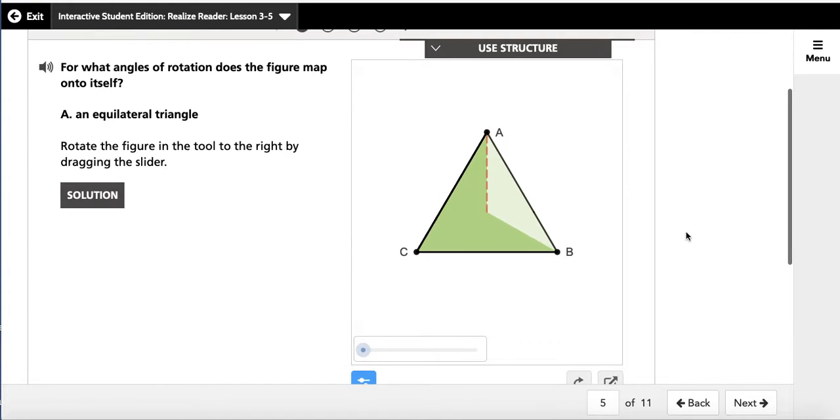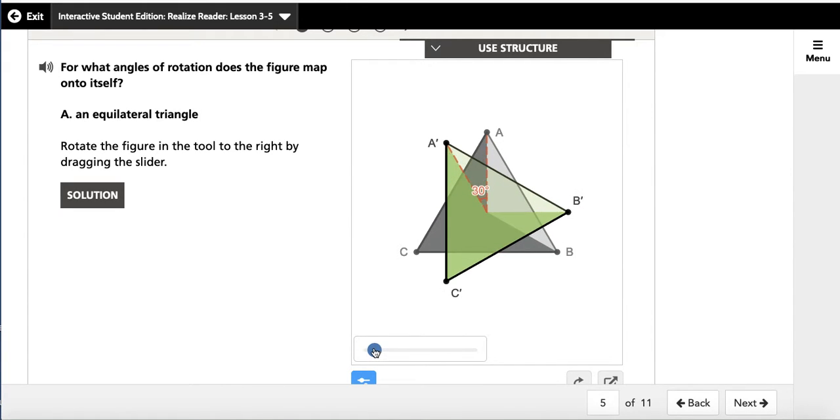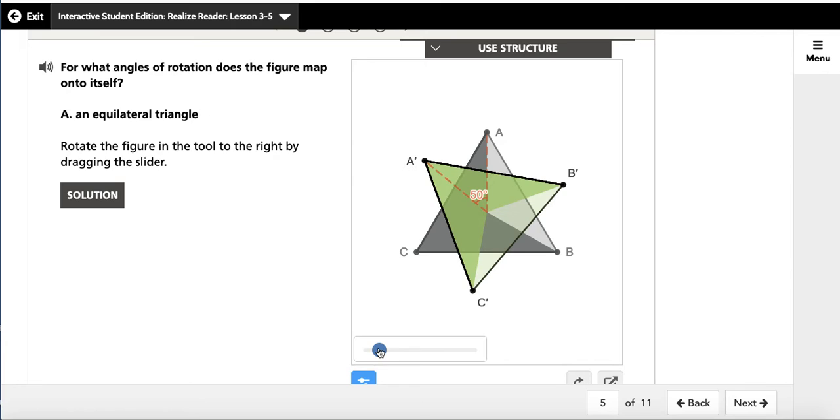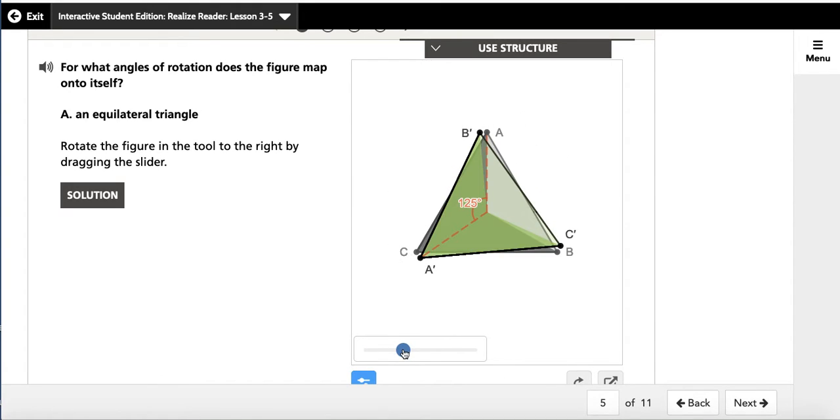An equilateral triangle. Rotate the figure in the tool to the right by dragging the slider. Okay, so I'm going to drag the slider. It's going to show us some angles, except I was not able to grab it. There we go. And we're just seeing, does it end up back on top of itself? Yeah, we were right about there, 120.